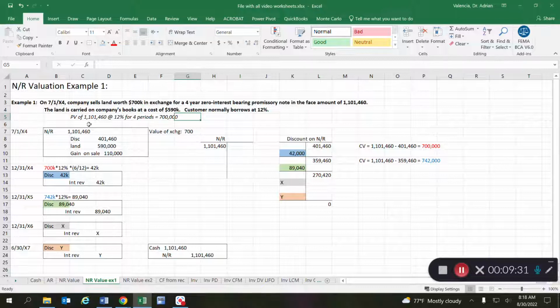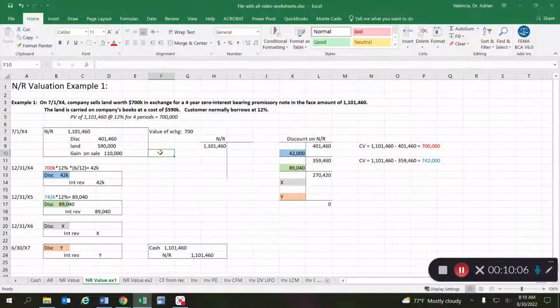So on July 1st, X4, this is what I would do if I were using the gross method, right? You can also use the net method if you want. So I would put the notes for 1.1 million. I would have a discount of the difference between 1.1 million and $700,000. And then I would remove the land from the company's books at original cost of $590, and my gain would be $110,000.